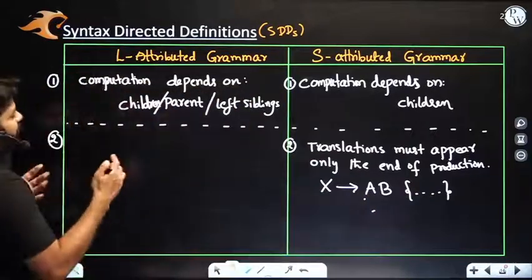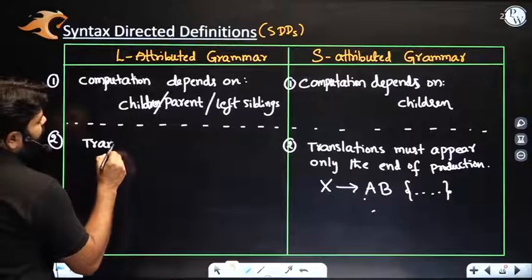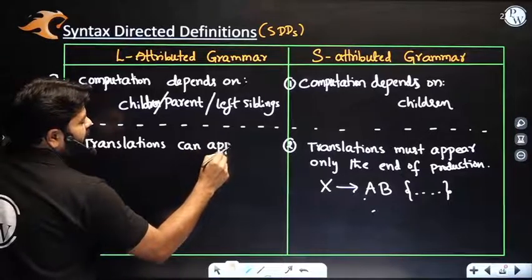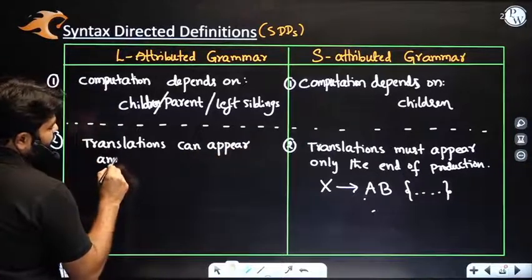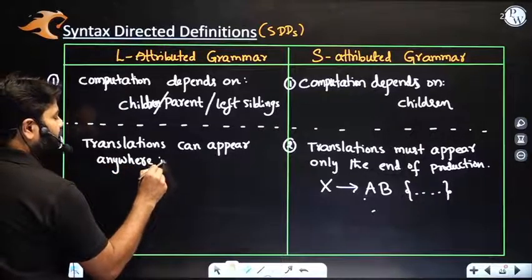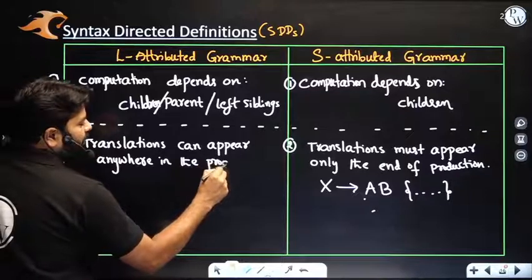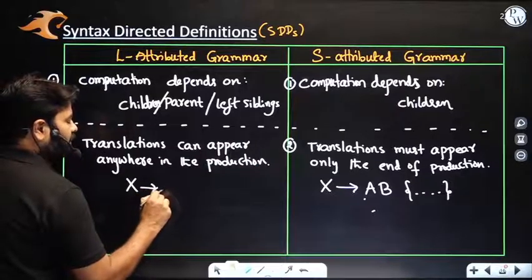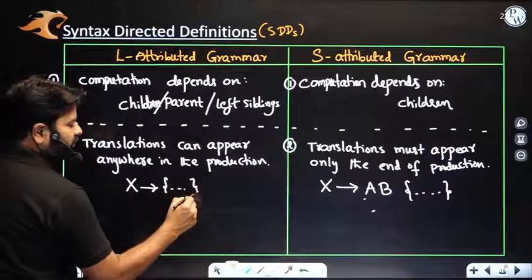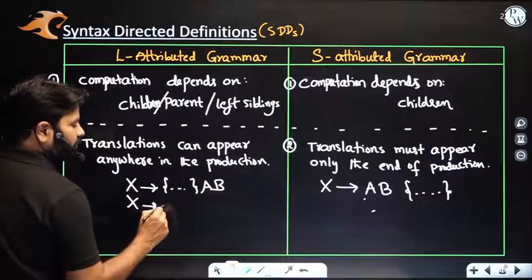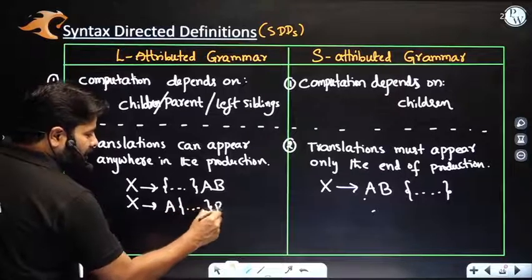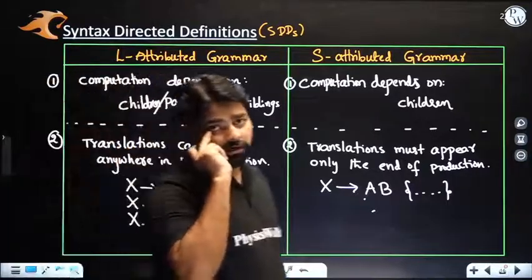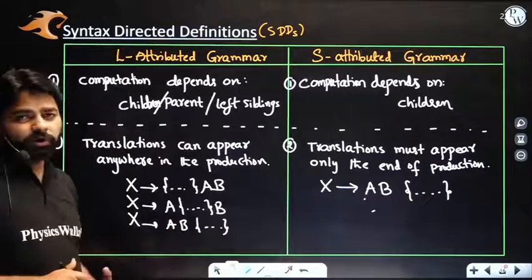But in the L-attributed grammar, translations have no restriction. Translations can appear anywhere in the production. Maybe at the beginning, or at the end, or somewhere in the middle, it's fine. Like I can write X arrow, keep it at the beginning if I want, A B, or I can keep X arrow A in the middle also, or I can keep X arrow A B at the end. It depends on the logic, or the meaning that you want to produce from the syntax.